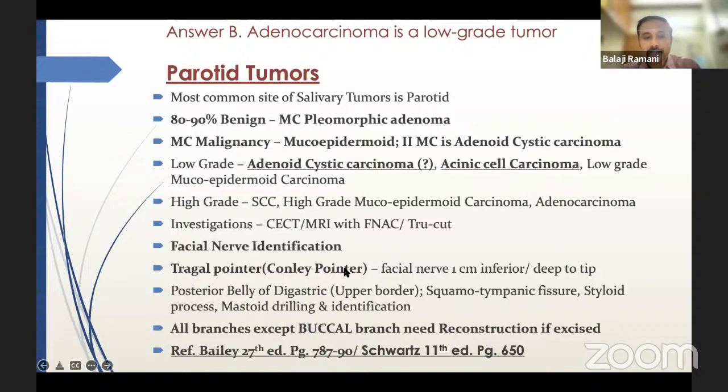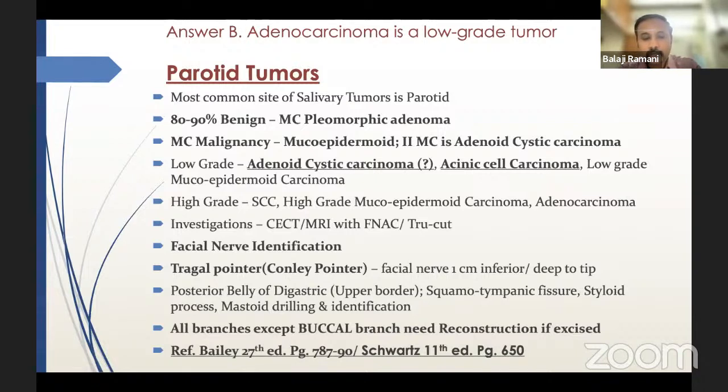Right. So at the time of parotid surgery, all of us know the main challenge is going to be the facial nerve identification, for which you have multiple techniques. The common things which will be asked are, one, the tragal pointer. Once you see the Conley pointer, which identifies the cartilaginous and bony junction, the facial nerve will be 1 centimeter inferior and deep to the tip of the Conley pointer.